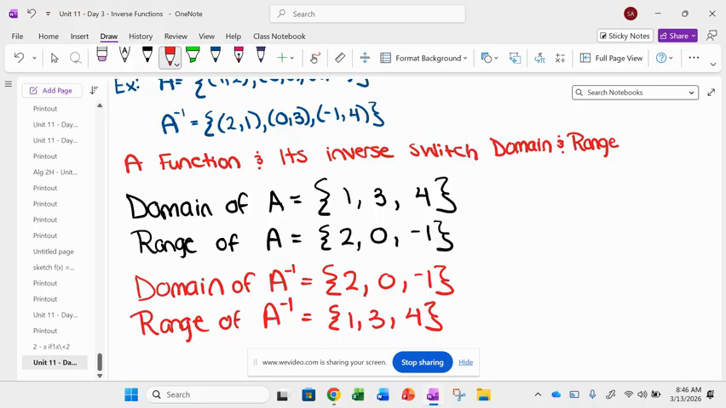Okay, so do we see that the domain of A becomes the range of its inverse, right? The domain of A became the range of its inverse, and the range of A became the domain of its inverse, right? We have to remember that whenever we have a function and its inverse, we are switching our domain and range. The domain of the original becomes the range of the inverse, and the range of the original becomes the domain of the inverse.